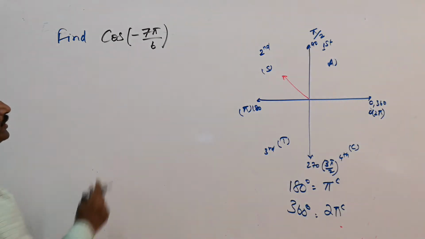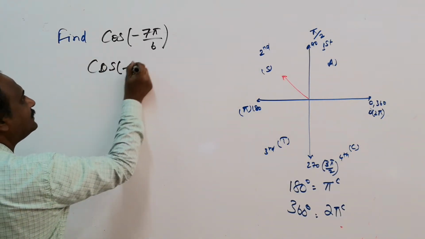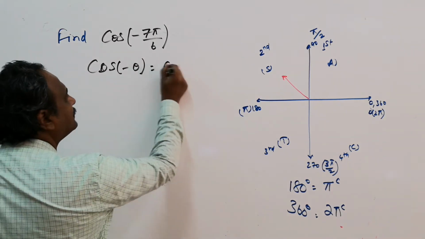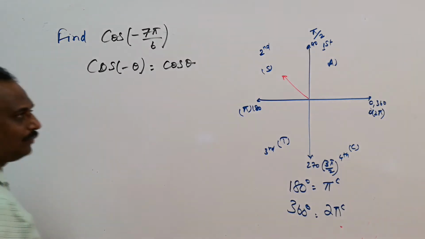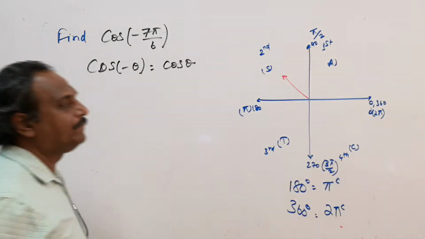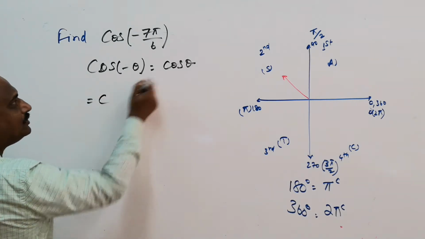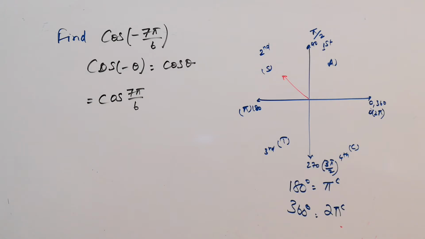But first and foremost, I am going to check what cos minus theta is, because we have a minus. According to the rule, cos minus theta is nothing but cos theta. Why? Because this will be in the fourth quadrant, below, 0 minus theta. Now, cos minus 7 pi by 6 will become, using this rule, plus 7 pi by 6.